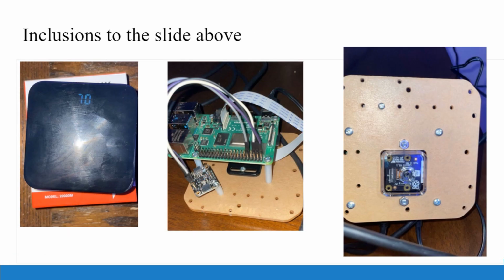Inclusions to the slide above. On the left, we have a photo of the power bank. Then in the middle, we have the Raspberry Pi, IMU, and then on the right, we have the camera. These would all go into our prototype, as shown in the CAD model, mechanical drawing.